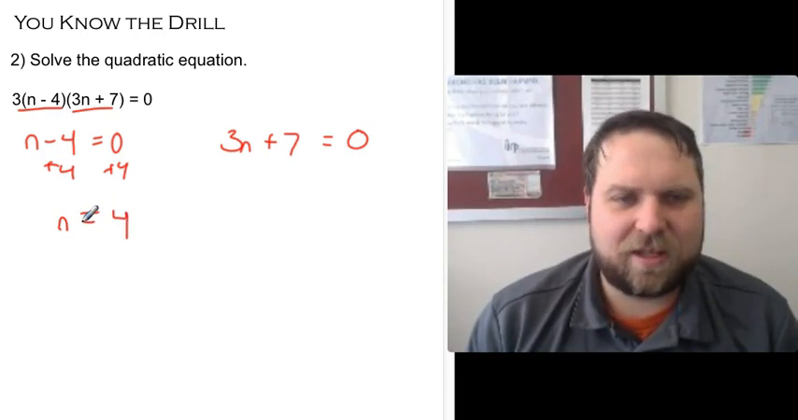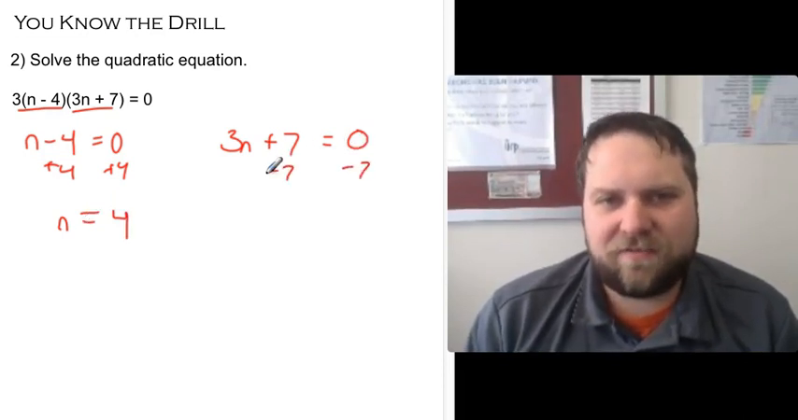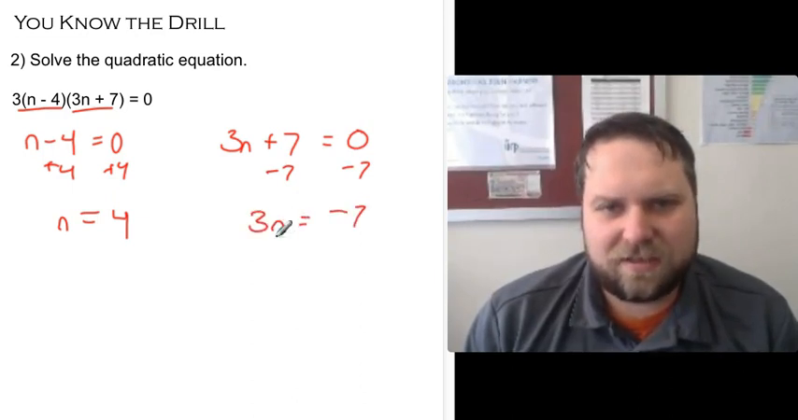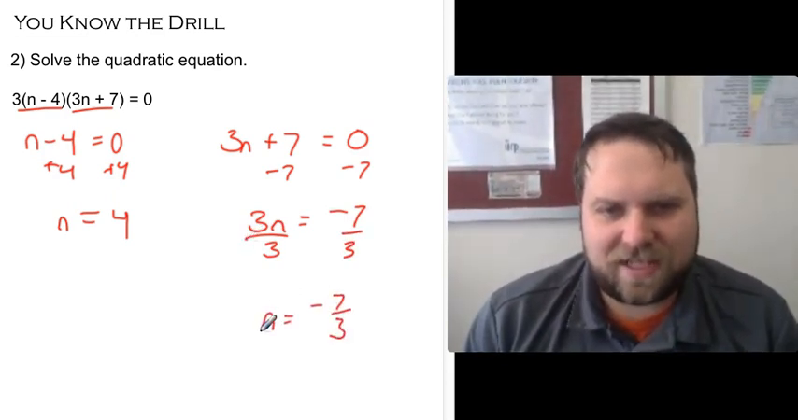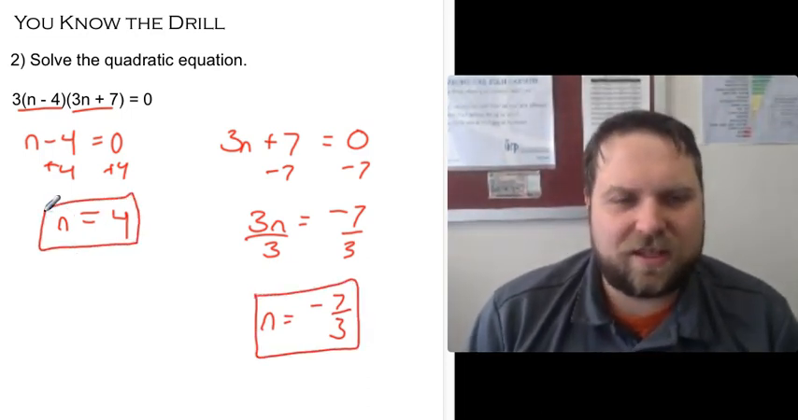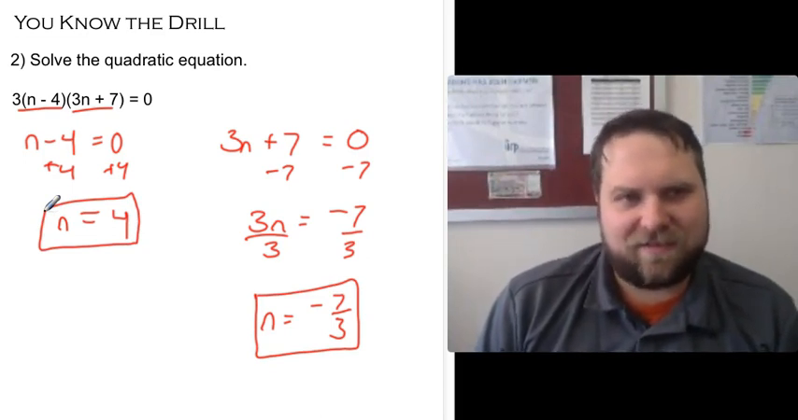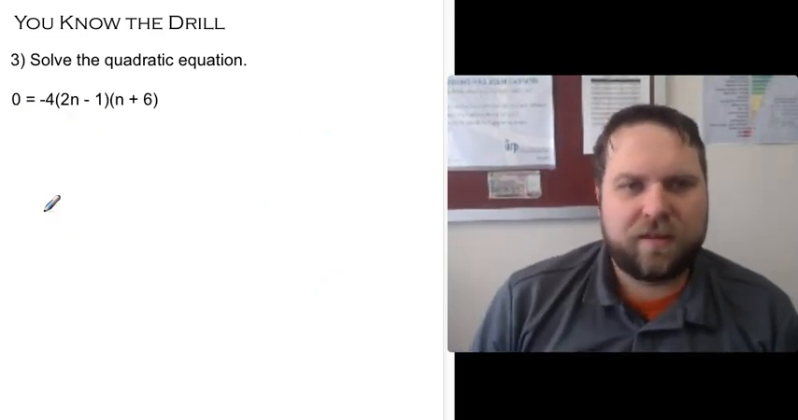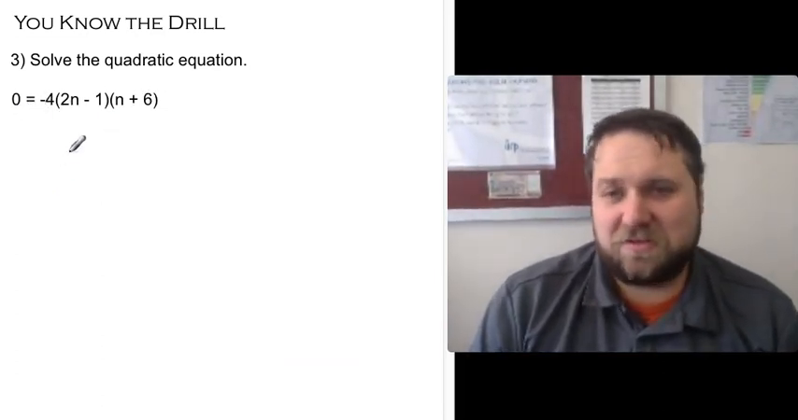Don't you just love random color changes? And over here, I could subtract 7 from both sides, and I get 3n equals -7. Divide by 3, and I find that n is -7 over 3. So those are my two solutions right there. Either n equals 4 or n equals -7/3. You can look at this one, and there are no more ways to do this.